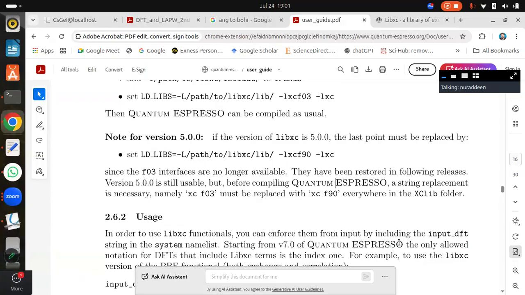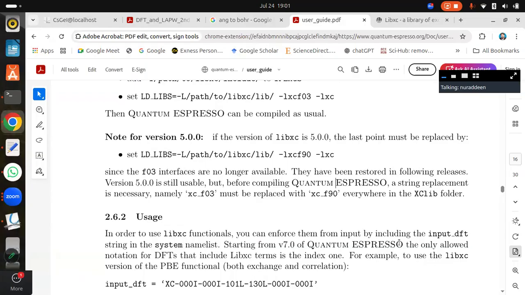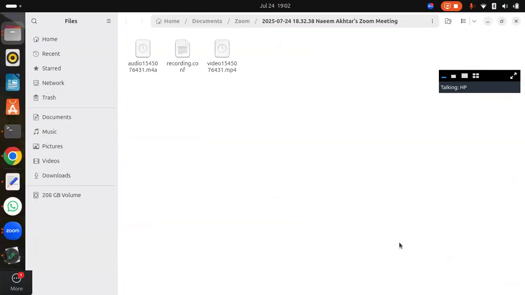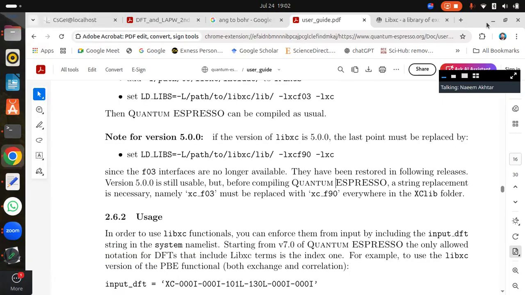My question is about the x equals 0 0 0. What does that one mean? It's for the LDA. This means that we are not using LDA.